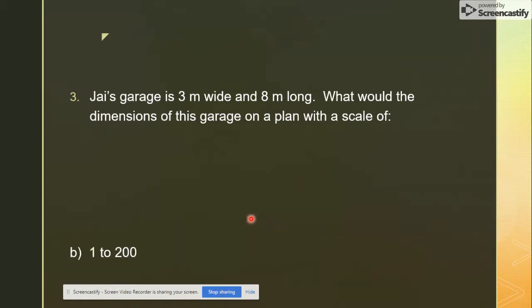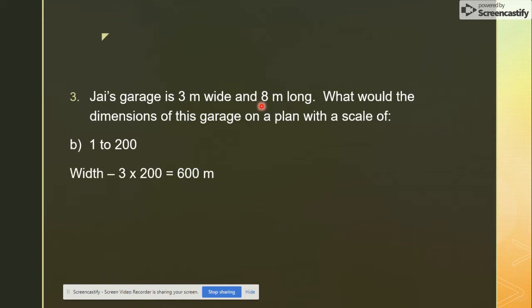Okay, what would you do then for B if it was 1 to 200? Well, you would times that same number for its width by 200. You would times that same one by its length for 8. I want you to do that for me. Set it out like you did the last one, and then see if you're correct with me. So pause me here. All right, you should have done the width is 3 times 200, which is 600, and the length is 8 times 200, which is 1,600.